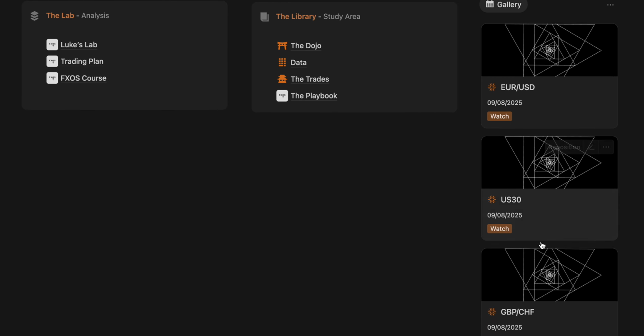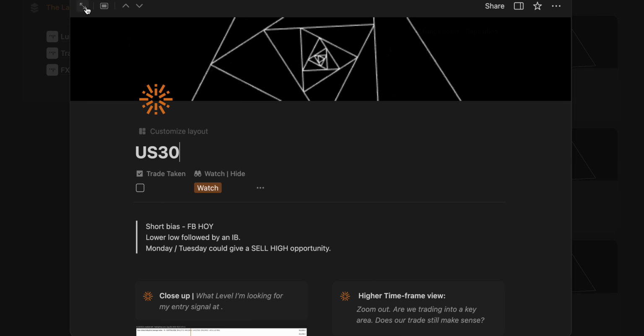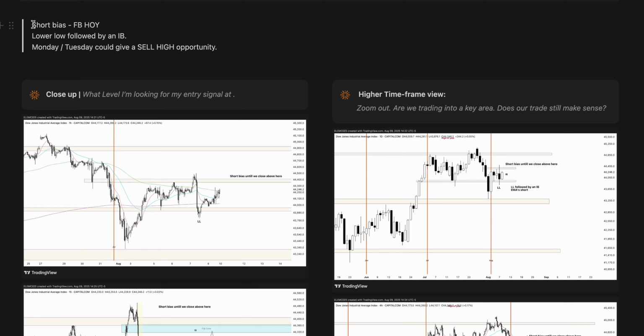Cool, so that's Euro USD. US 30 then. So we have a short bias. We had a false break of the high of the year. And then on the daily, we had a lower low followed by an inside bar. An inside bar is one of my signal days. When we get an inside bar, I want to be monitoring that pair the next day for a potential explosive move. It might be the next day, it could be the next day after that. So I said Monday or Tuesday could give a sell high opportunity.